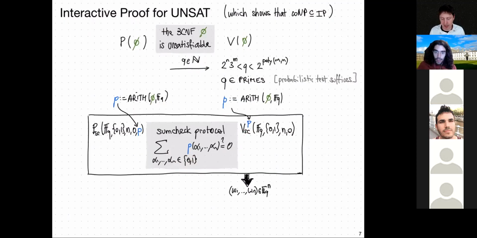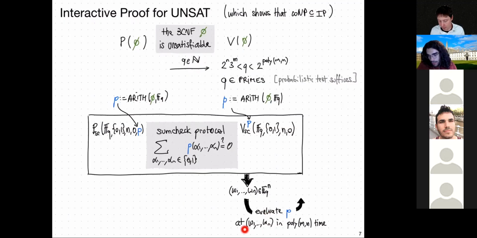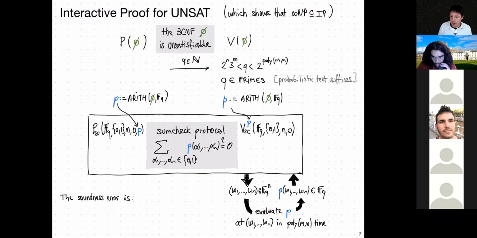Now, the outer verifier, the one running the Sumcheck verifier as a subroutine, knows how to answer the question. It just evaluates P, which is an easy to evaluate arithmetic circuit, at this point in the field, omega 1 through omega n. It can do it efficiently because that circuit is not too large; it's the size of the formula. It gives back the answer, and that's it. Now, the soundness error is going to be n times the individual degree divided by q. I mean, n is the number of variables.